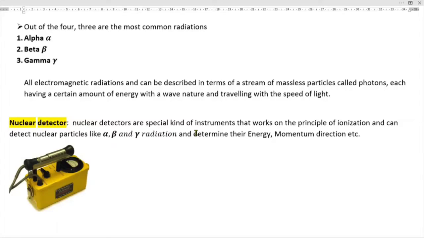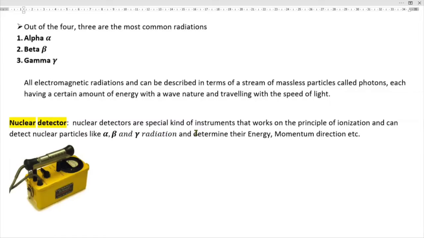And all electromagnetic radiations, as we know, can be described as a stream of massless particles called photons having a certain amount of energy. Since the gamma ray also arises as electromagnetic radiation from the nucleus of a radioactive substance, it can also be described as a particle, a photon, having a certain amount of energy. Now, a nuclear detector.